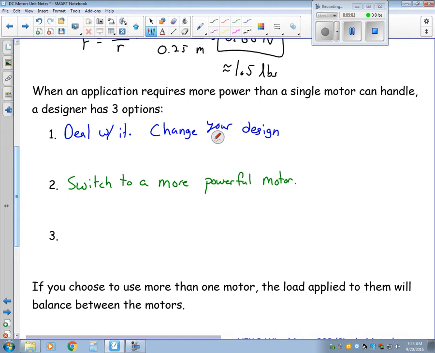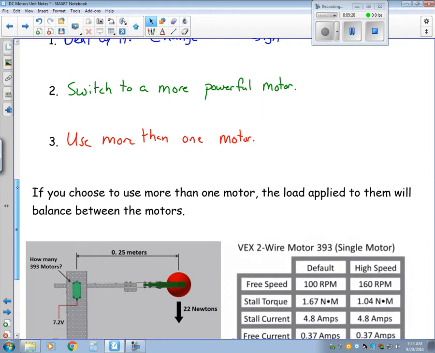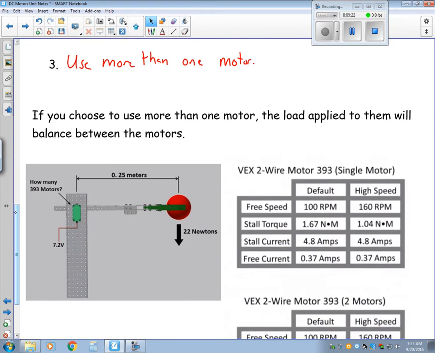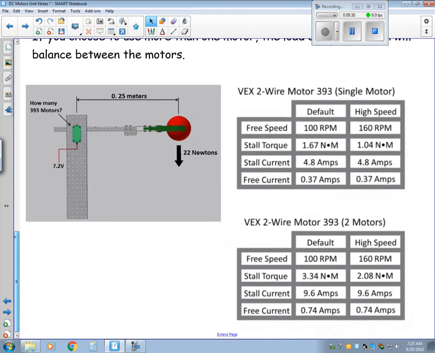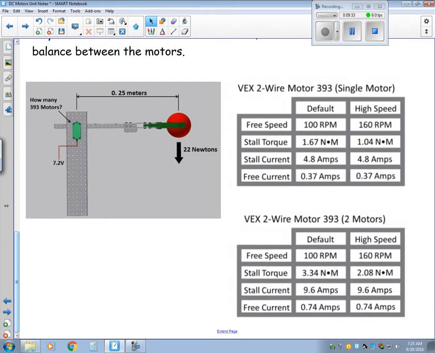Your third option would be to use more than one motor. So if you choose to use more than one motor, the load applied to them will be balanced between the motors, which is kind of nice. So let's take a look at our charts here then.